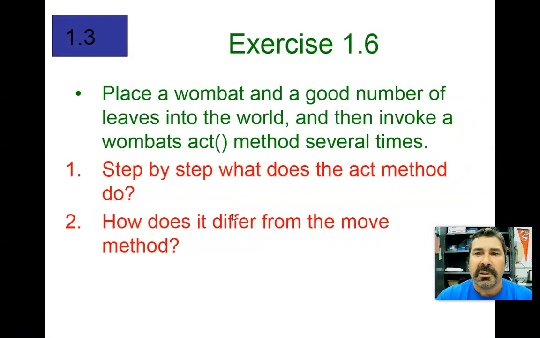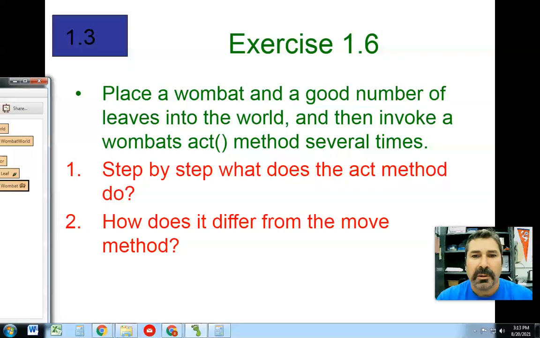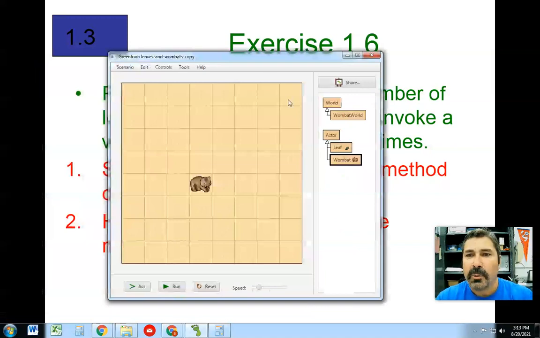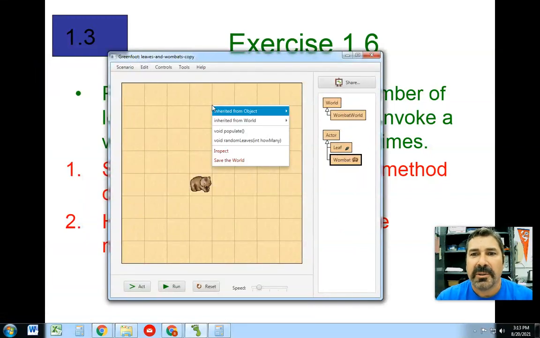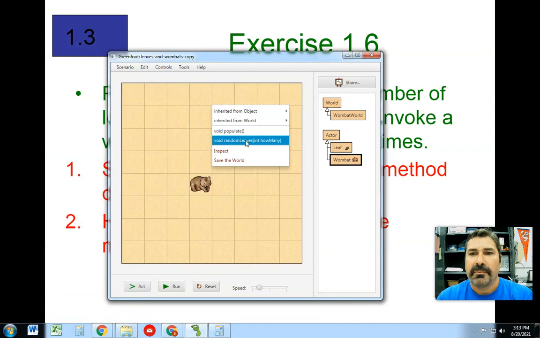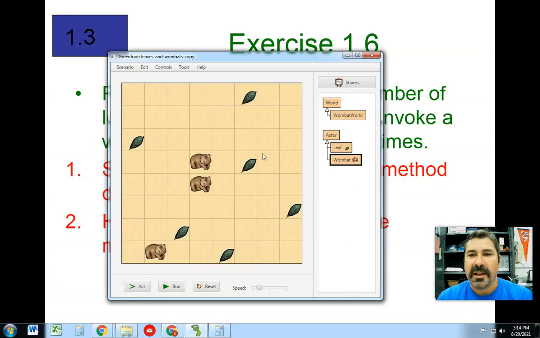Place a wombat and a good number of leaves into the world, and then invoke a wombat's act method several times, and then write down, this is important, step by step, what does the act method do? How does it differ from the move method? And by the way, what we're going to do is I'm going to do it the easy way. I'm going to say populate world, so that I automatically do it.